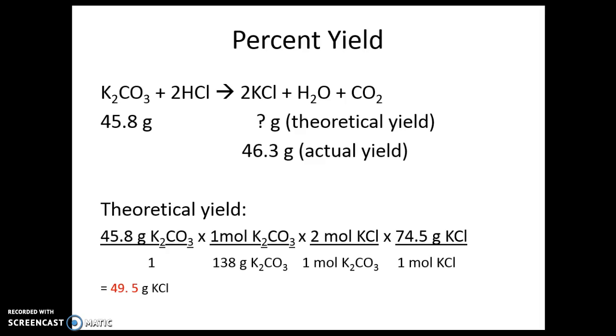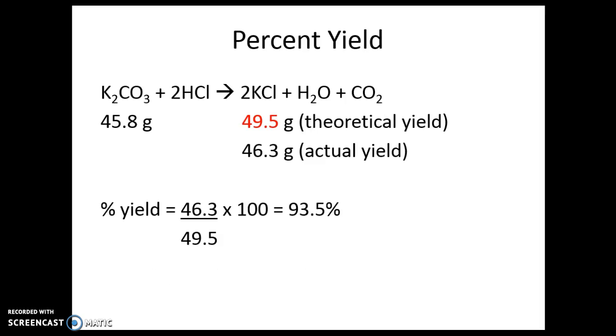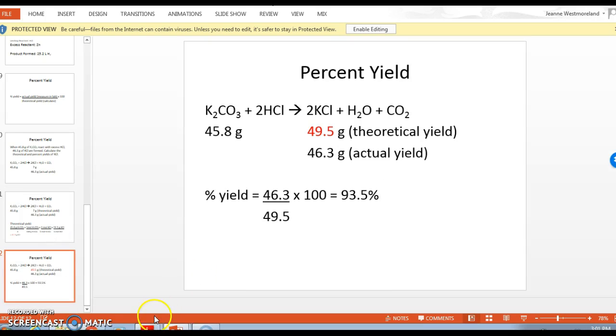So then the percent yield simply takes the actual yield, the one from the problem, divided by the theoretical yield, the one we calculated using stoichiometry. Then we change that into percent by multiplying by 100. And in this case, we have a yield of 93.5%. So that's what percent yield is all about, and you will have an opportunity to practice that in the post-lab questions of the limiting reactant lab.